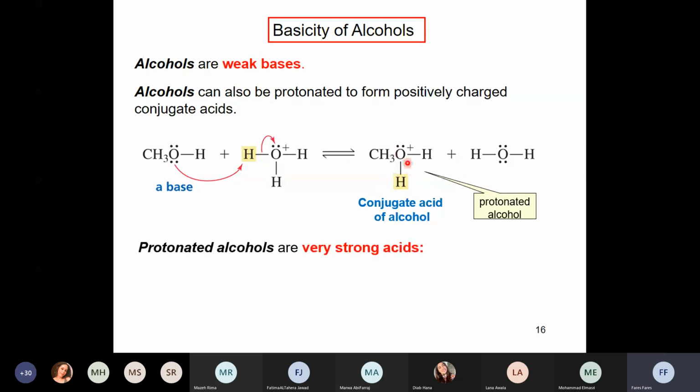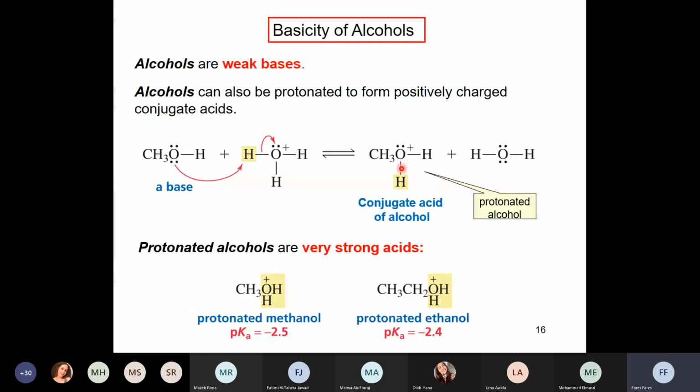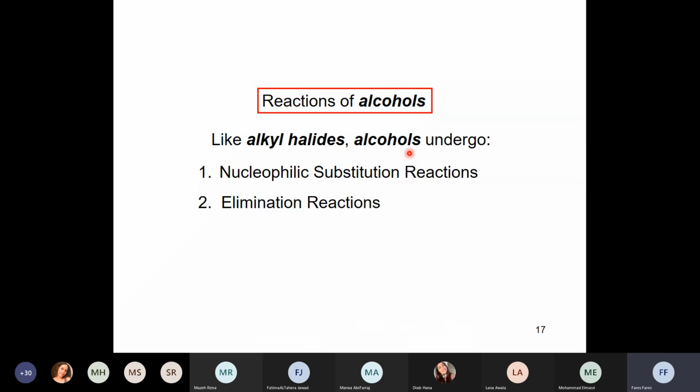These protonated alcohols are very strong acids, as you can tell by their pKa values. For example, this conjugate acid of alcohol, هذا هو نفسه, it's the protonated methanol. The pKa is negative, minus 2.5, and we know what this means. This means that you have a strong acid, which means these species can lose an H plus very easily. The same for the conjugate acid of ethanol, which is another example of a strong acid. Having said that, I'm ready for the reactions of alcohols other than acidity and basicity.